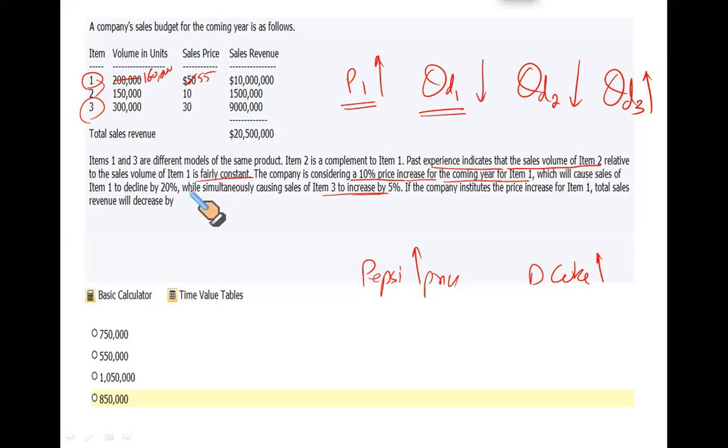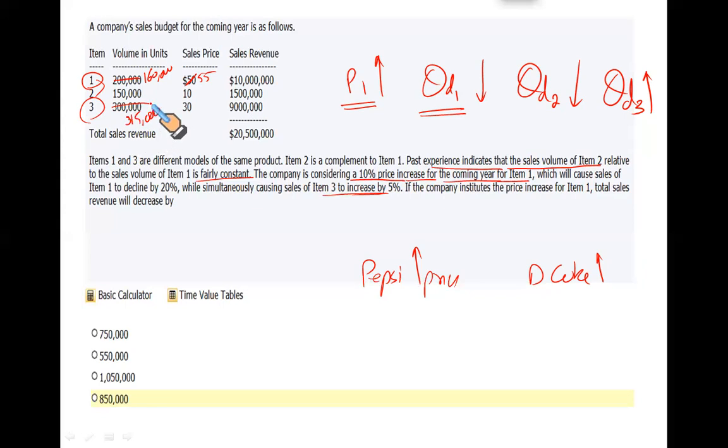Now, the next line. While simultaneously causing the sale of item 3 to increase by 5%, since 1 and 3 are substitutes, when 1 becomes expensive, people will spend more money on item 3. And its sale is going to go up by 5%. A 5% increase in 300,000 is going to be 315. This is the new quantity of item 3 because of the increase in price of item 1.